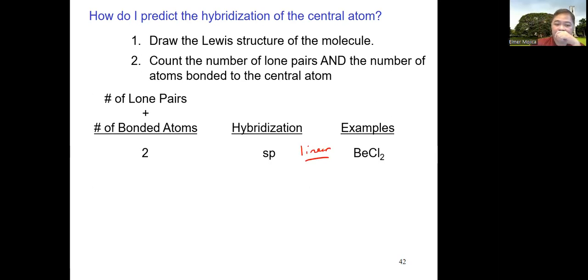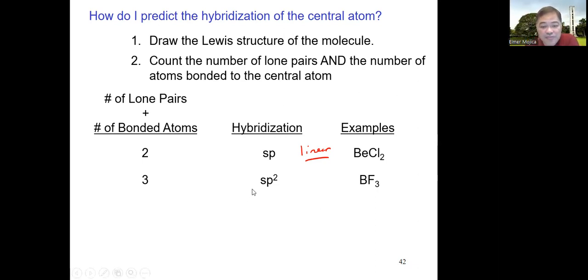Okay? Now, kung meron kang tatlo, you can have an sp2. Now, in your sp2, okay, if all of them are bonding pairs, you have trigonal planar. If one of them is a lone pair and two of them is a bonding pair, then you have a bent. So depende yung shape doon sa natutunan nyo noon.